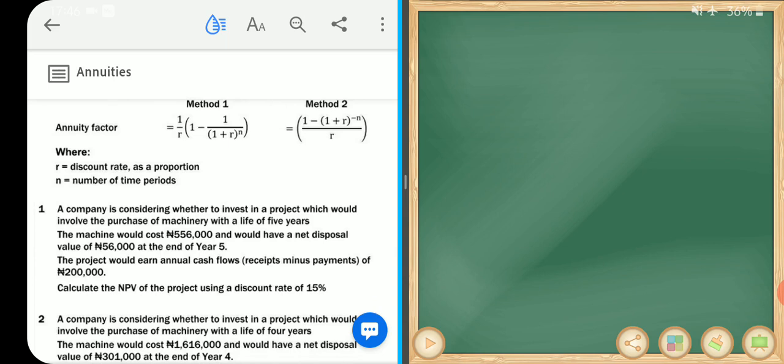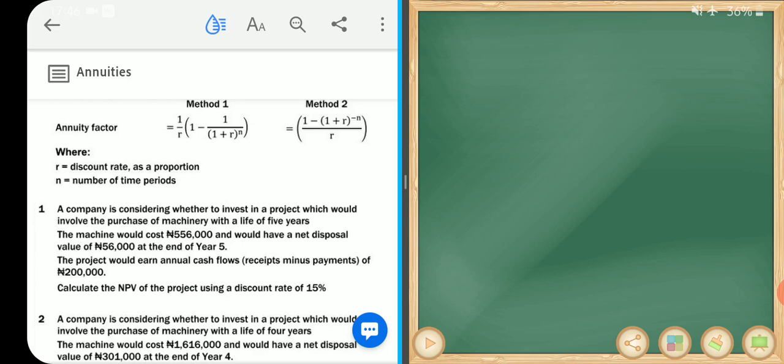Now we have a question here. The question says a company is considering whether to invest in a project which would involve the purchase of a machinery with a life of 5 years. The machine will cost 556,000 and would have a net disposal value of 56,000 at the end of year 5. The project will earn annual cash inflow of 200,000. They said the cash flow is going to be steady, 200,000, and you receive that 200,000 for 5 years. Calculate the NPV.